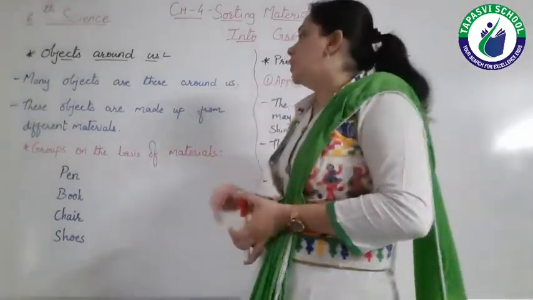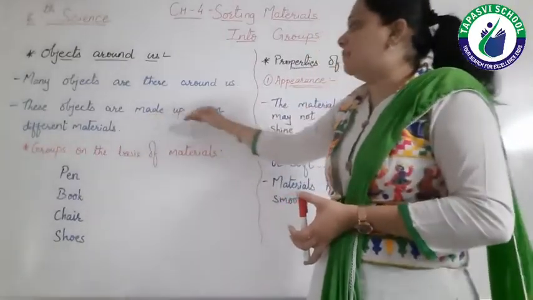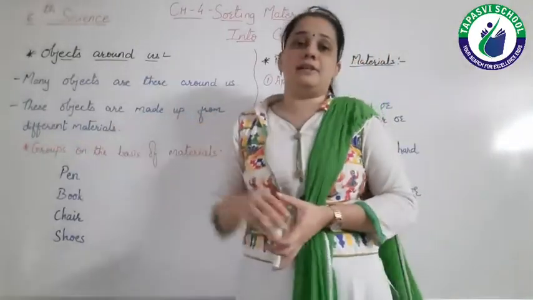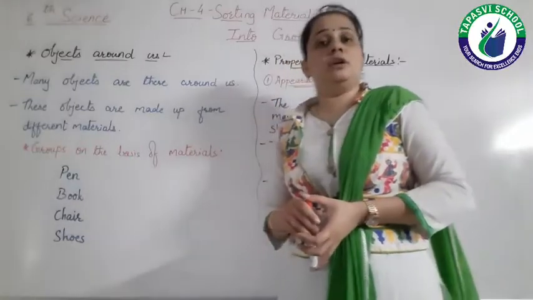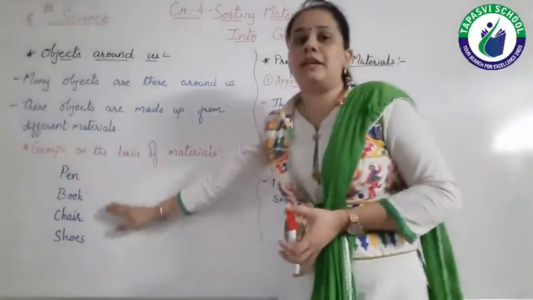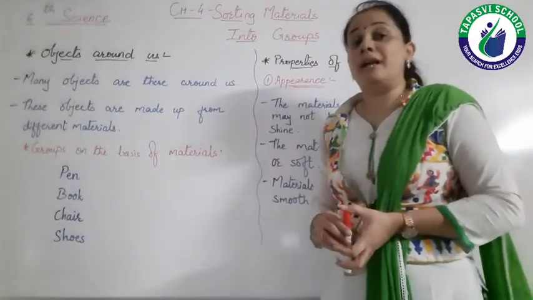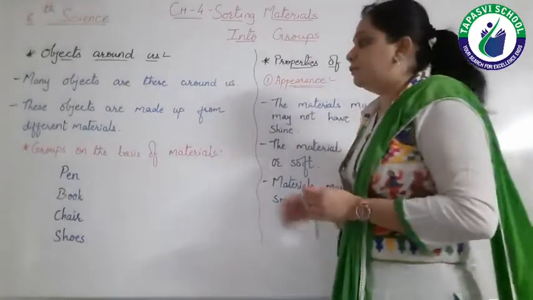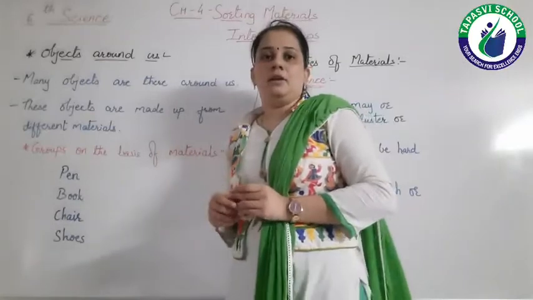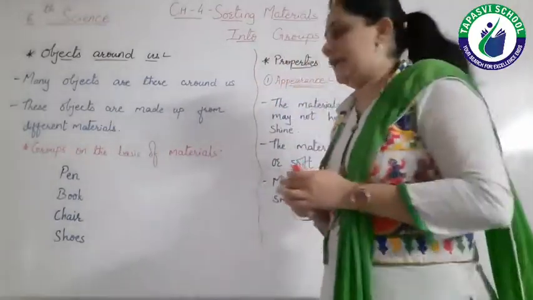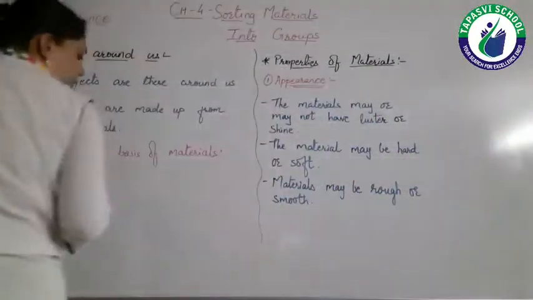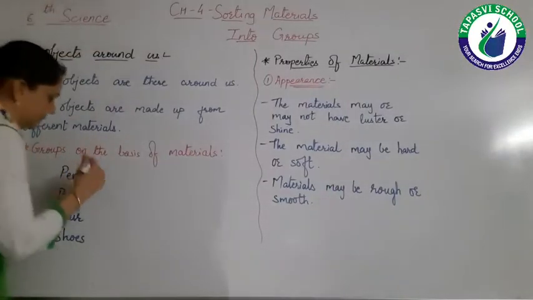So here we have objects which are made up from different materials. Let's take a look. Here we have 4 things. Okay, so let's see, it is made up of what? First, pen. So pen is made up of? Yes, you are right. It is made up of plastic.